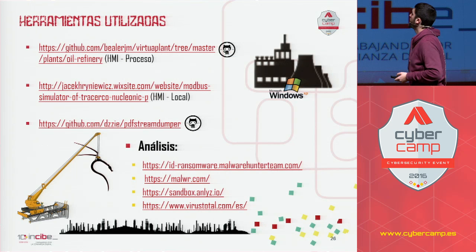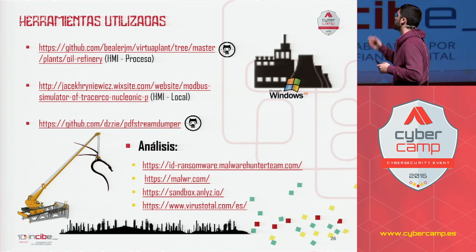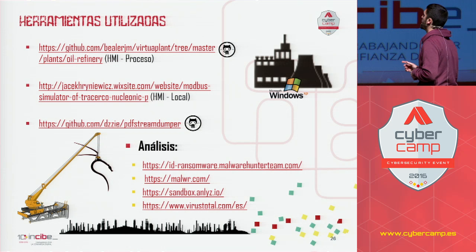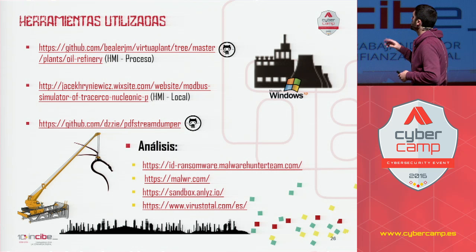Tools I've used. Unfortunately, I could not develop anything, and I've used projects from people who, well, I really appreciate that they did it on GitHub. This is the process HMI, the global, the local HMI. This is the one for the PDF dumper, and then ransomware analysis. If you are into malware analysis, here you see a series of URLs that are quite interesting. You might be familiar with them.